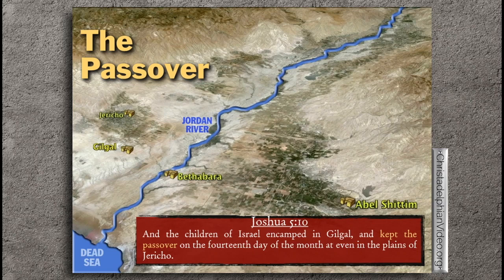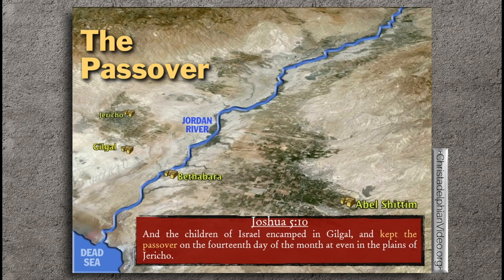In Egypt, they had a Passover, and then they crossed over the Red Sea. Here, they cross over the River Jordan, and then they have a Passover. But the two things kind of mirror one another. A symbol of God's deliverance, reminding them how God had delivered their parents out of the hands of Pharaoh. And again, it was God that had done it.